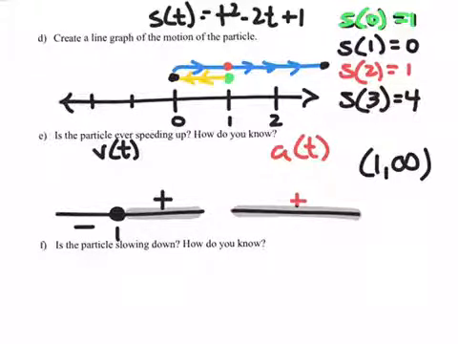Now, is it slowing down? Yes, it is. It slows down where the signs are the opposite. So a of t is always positive and v of t is negative between 0 and 1. So it's slowing down from 0 to 1.